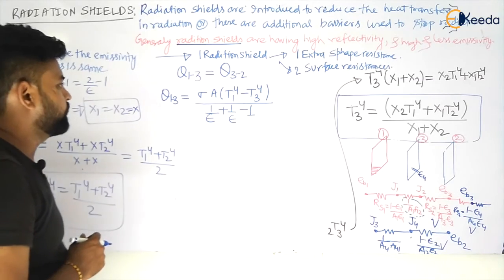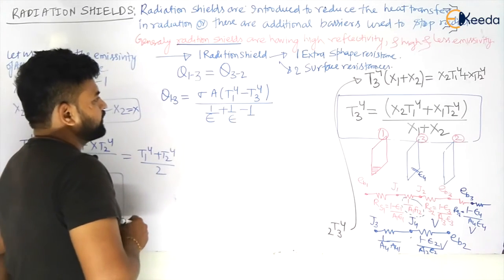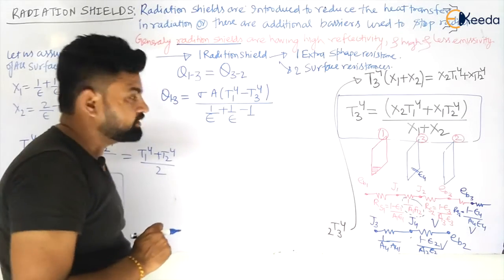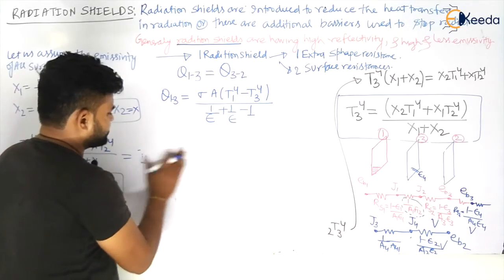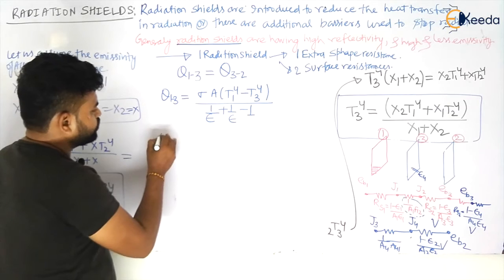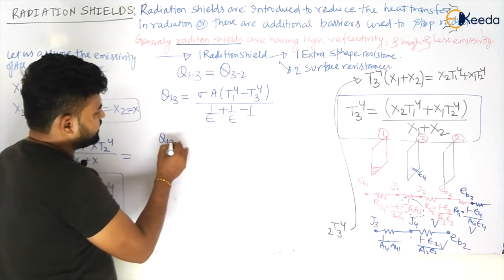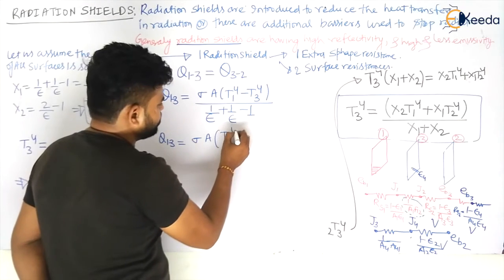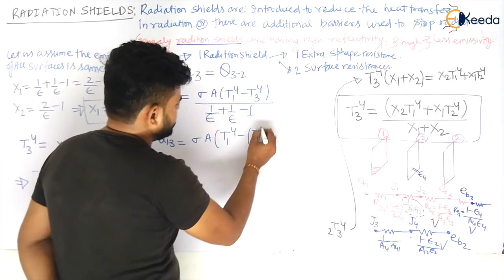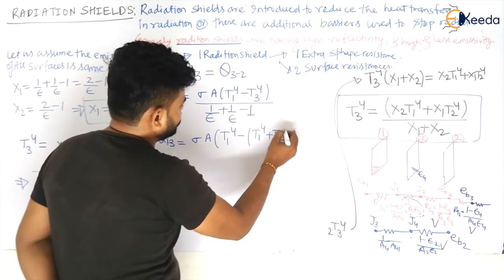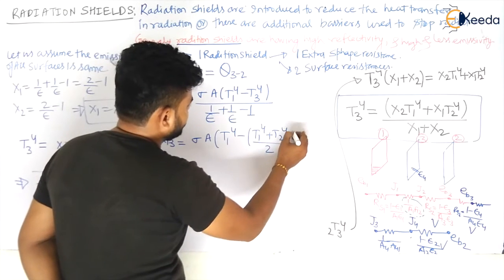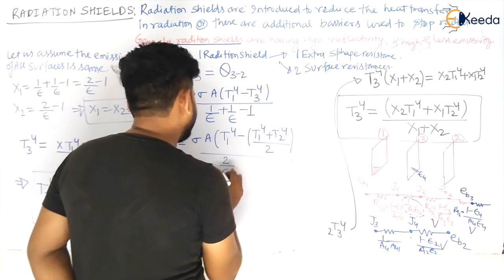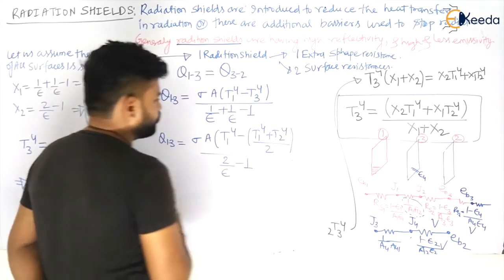Emissivity is same now. So, can I put the value of T3 in this? Yes, I can put. So let us see what will be the value. Putting the value of T3, this will become sigma A (T1 to the power 4 minus (T1 to the power 4 plus T to the power 4) divided by 2), divided by 2 by E minus 1.